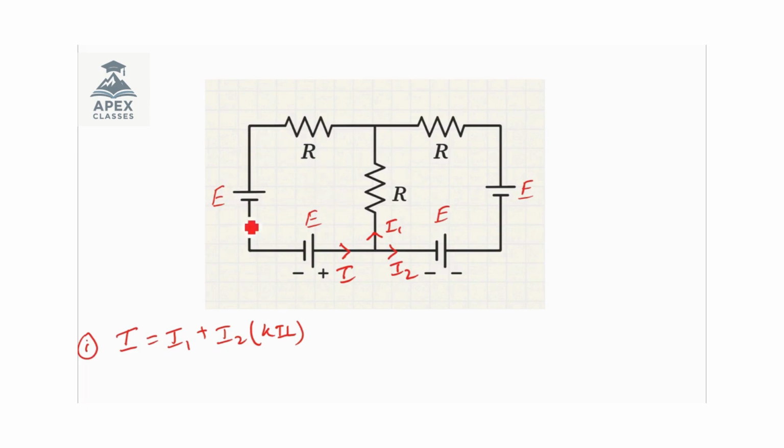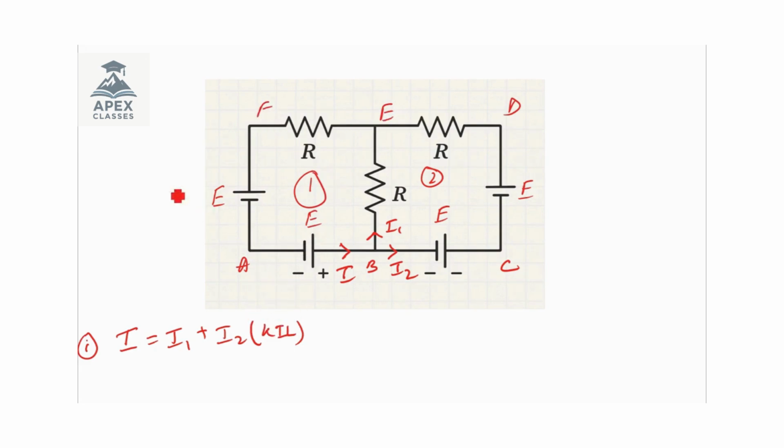Loop means a closed circuit. Either we have this one loop, this second loop, and the entire thing as the third loop. Let us name the loops A, B, C, D, E and F.